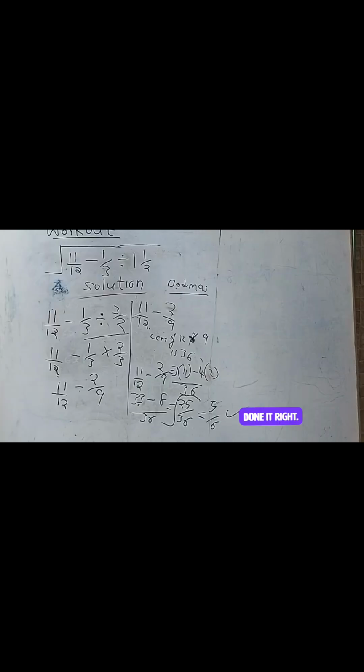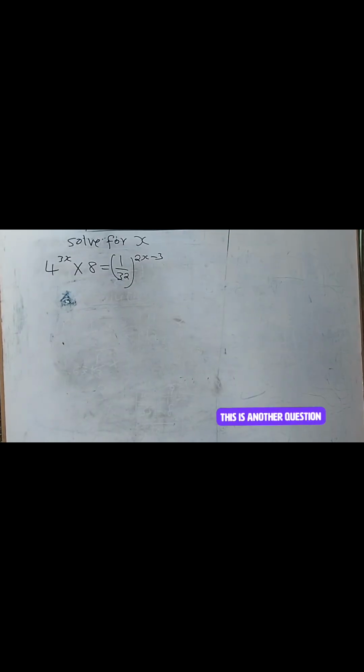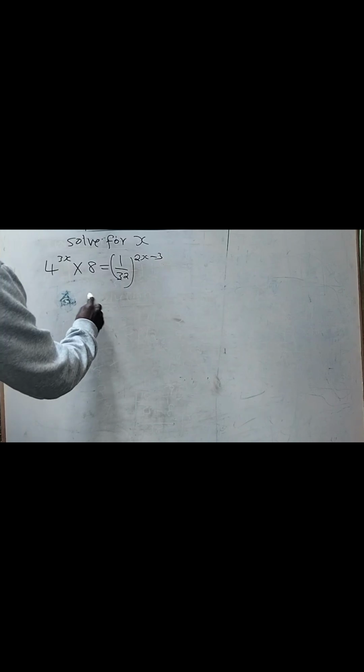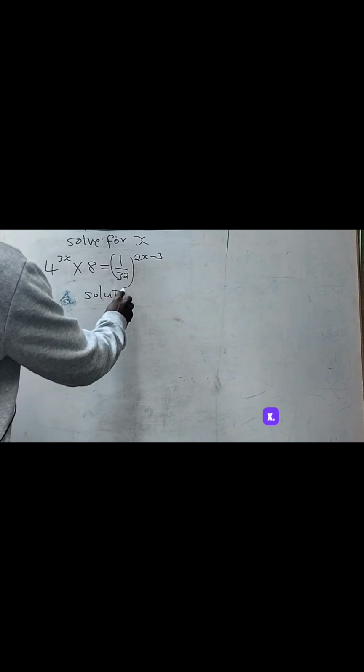Can we do another question that was done in KCSE 2025? This is another question that appeared in the Kenya National Examination Council Form 4 in 2025. This was question number 3. The question states, solve for x. This is how we solve for x.